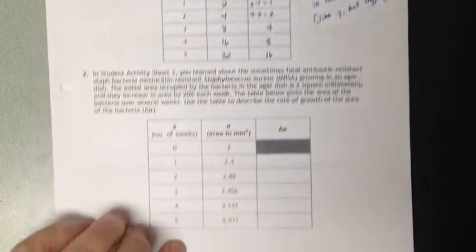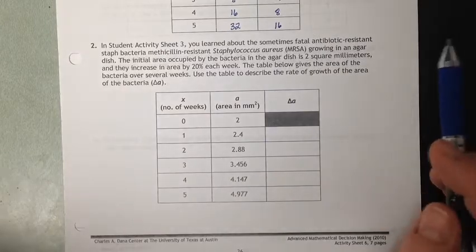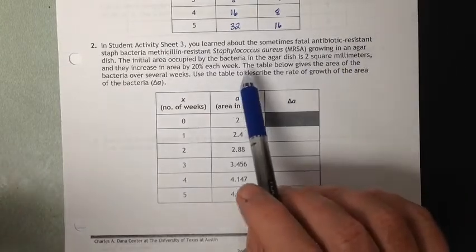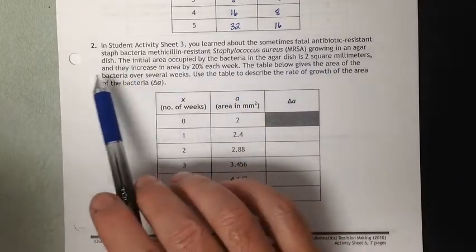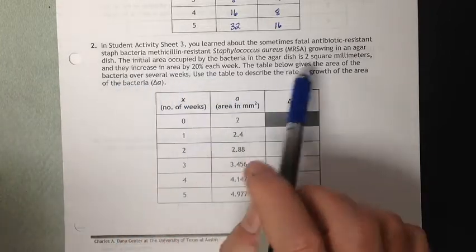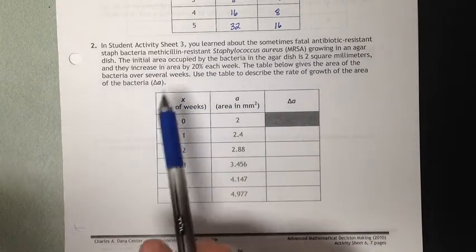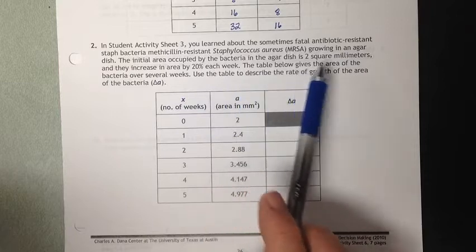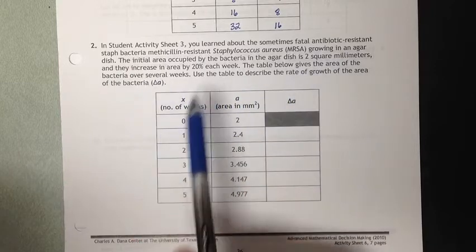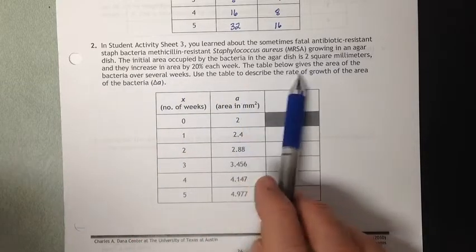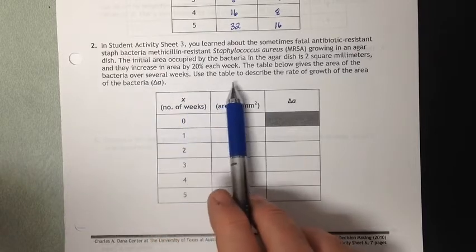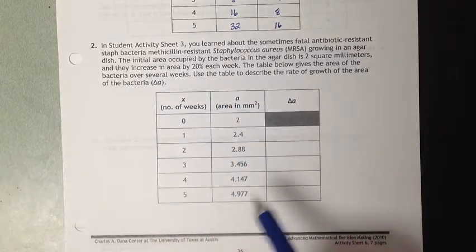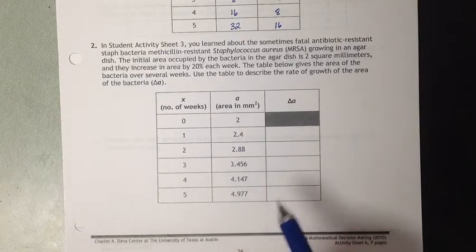All right, number 2. In student activity sheet 3, we talked about MRSA. We had some scientists growing MRSA in an agar dish. The initial area occupied by the bacteria is 2 square millimeters. They increase by 20% each week. The table below gives the area of the bacteria over several weeks. Use the table to describe the rate of growth of the area of the bacteria.